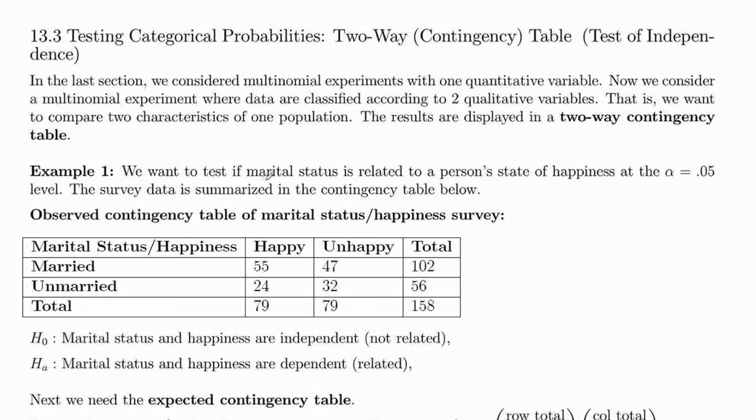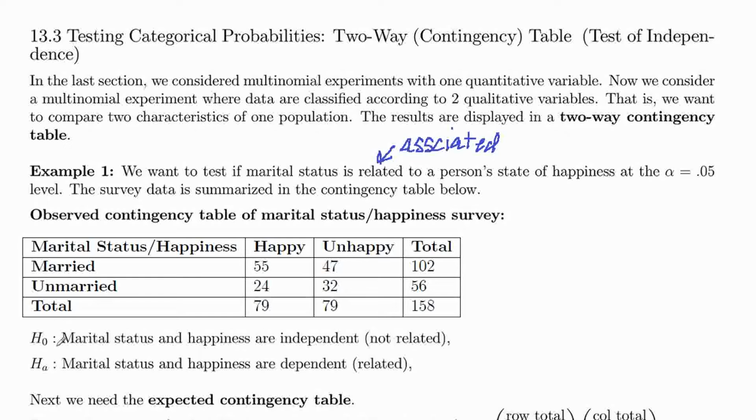So we want to test if marital status is related, so associated, so this is a test of association, with a person's state of happiness at the alpha equals 0.05 level. And here's our survey data. So marital status, married, unmarried, and then they respond whether they were happy or unhappy. We can see of the married, more people are happy than unhappy. Of the unmarried, we can see more people are unhappy than happy. But is it statistically significant?